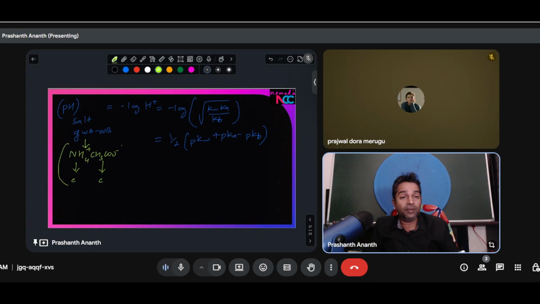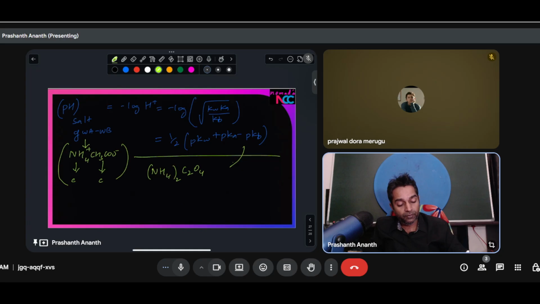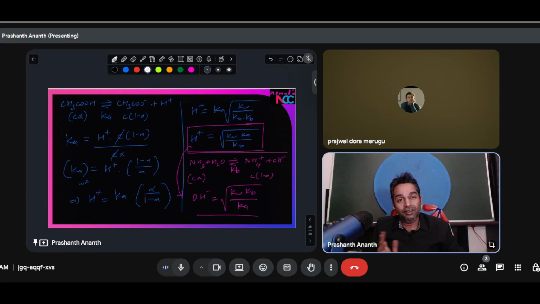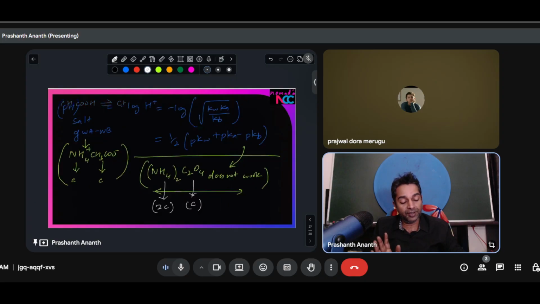So, if you are going to be having a slightly different salt, for instance, if I am considering say ammonium oxalate, it will become (NH4)2C2O4. This equation does not apply. Do you follow why it doesn't work for ammonium oxalate? Because in ammonium oxalate, this will become 2C, this will become C. You understand the problem here? So you will not have the entire thing getting cancelled out perfectly. You will have complications appearing over there. And when you are having complications appearing, the equation which you have derived will not be applicable there straight away.